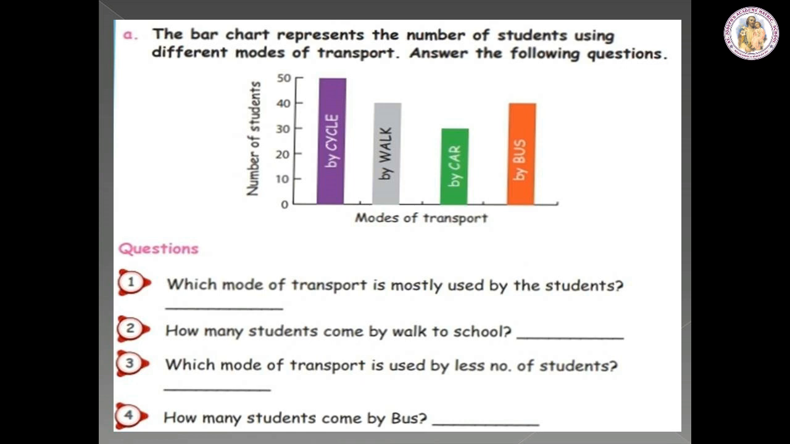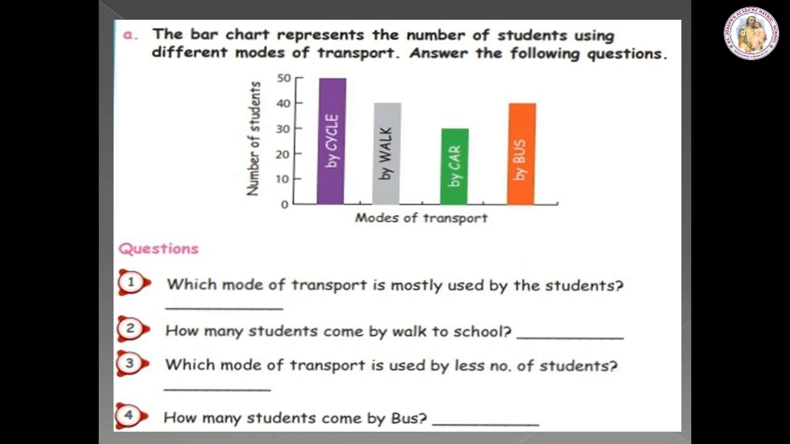This graphical representation, a bar graph, shows how many students use different modes of transport. Many students use a cycle, car, bus and other modes of transport. First one, which mode of transport is mostly used by students? Which is the highest? Very good, that is bicycle. How many students come by walk to school? Totally 40 students.